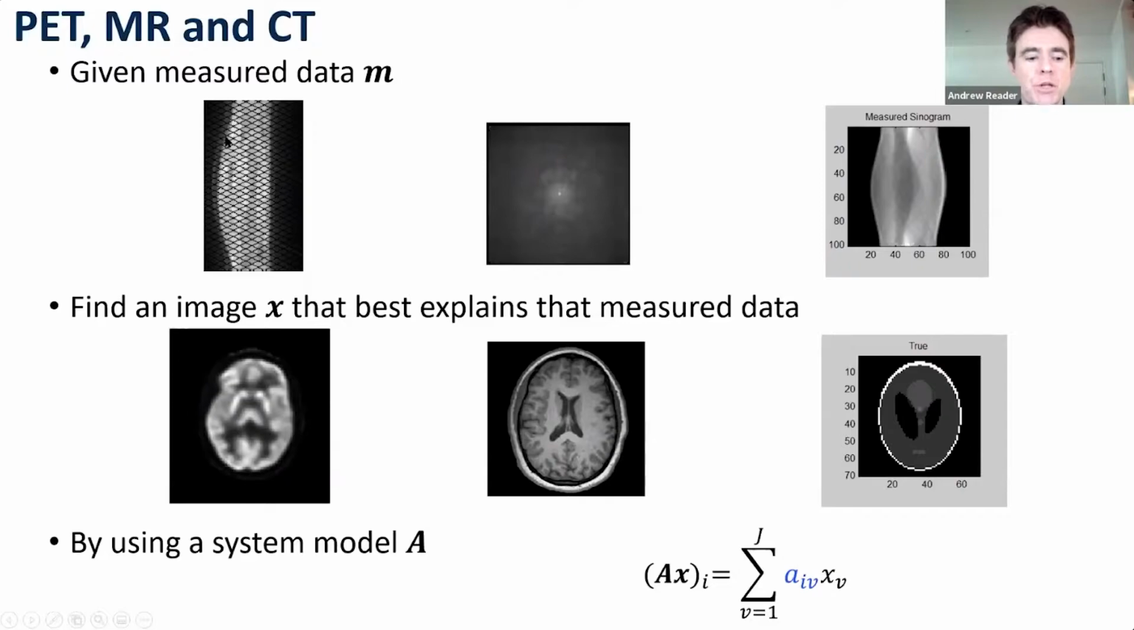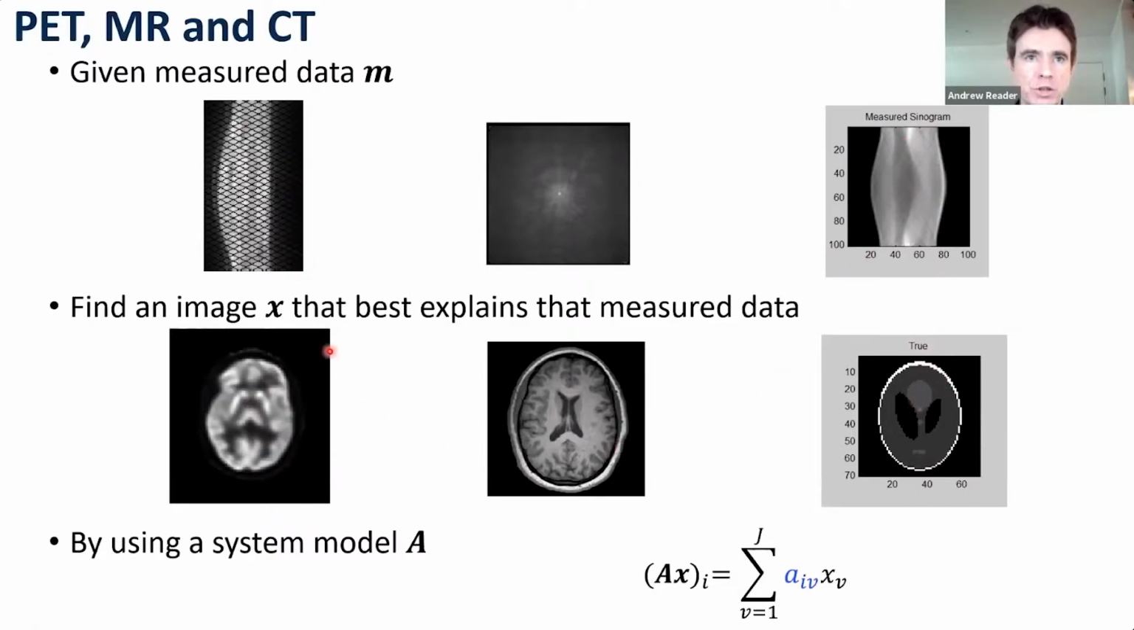So for example, this could be a PET sinogram, or k-space data, or some CT data here. And the goal in iterative image reconstruction is to find an image X that best explains that measured data. So here I'm showing an FDG PET image associated with that sinogram, for example, a T1 weighted MR associated with k-space data, and then, forgive the simulation data here for CT, just showing the link between a basic CT phantom and the measured data.